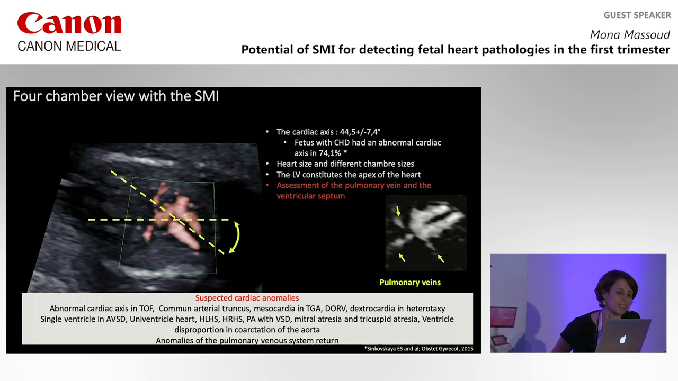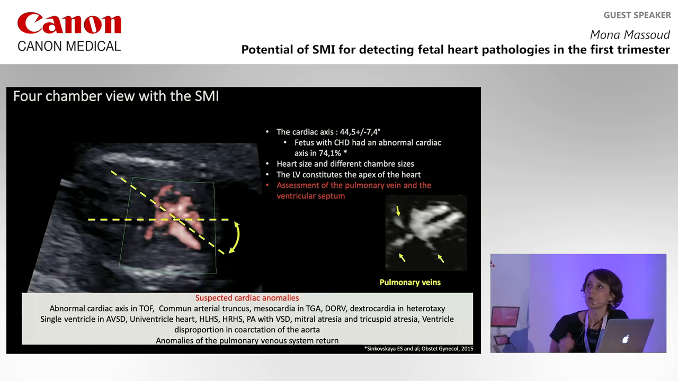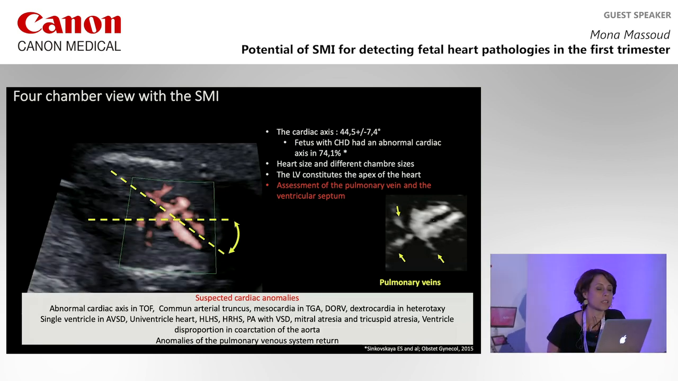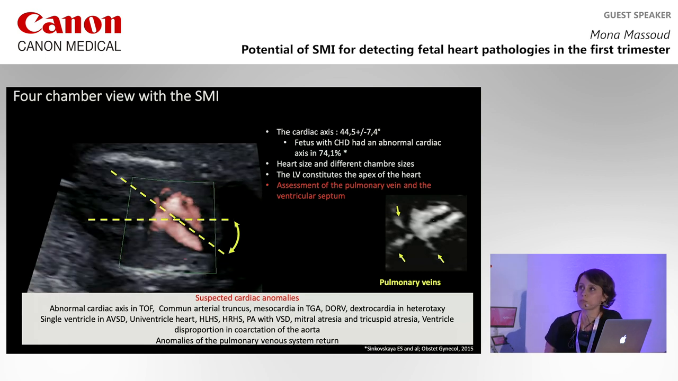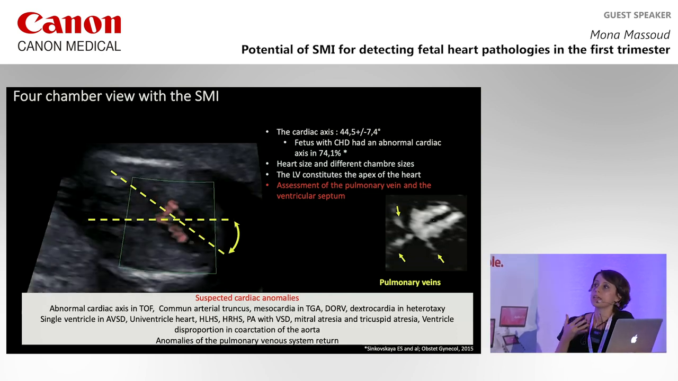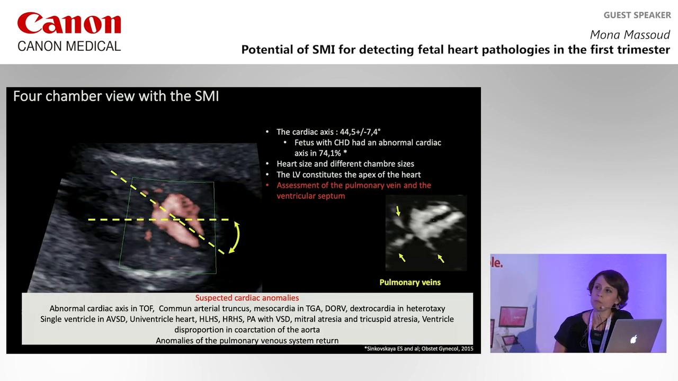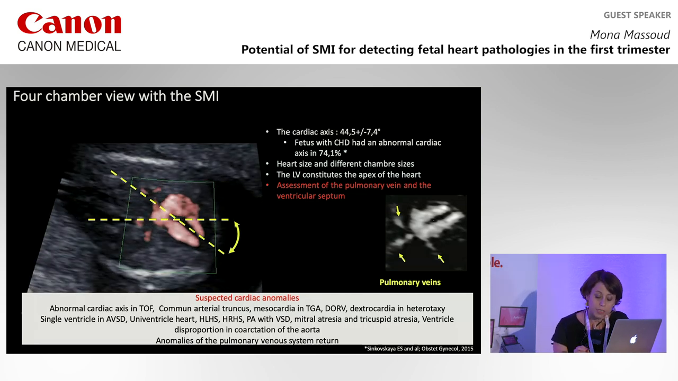But the limit, as you can say, is to assess the prognosis, make the diagnosis. It is possible, because we can really assess a normal heart. We can suspect cardiac anomalies. If we have skills, we can propose a diagnosis, a prognosis, but maybe in some pathologies we are not able right now to give a precise and accurate prognosis at this time.